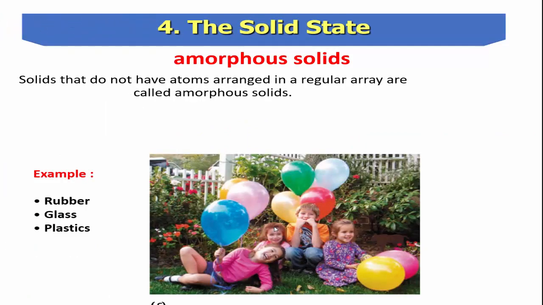We have here the amorphous solids. Generally solids that don't have atoms arranged in a regular array are called amorphous solids, and these are examples of amorphous solids. For example, we have rubber, glass, and plastics.